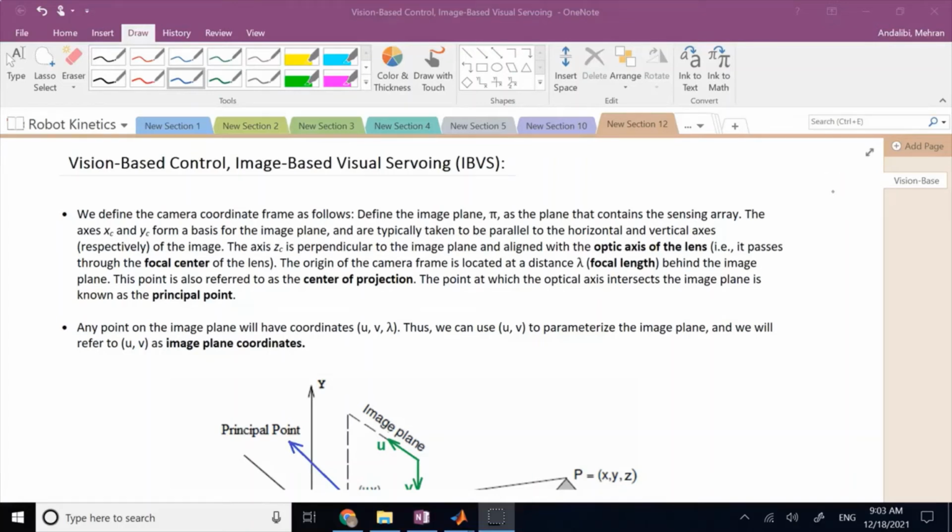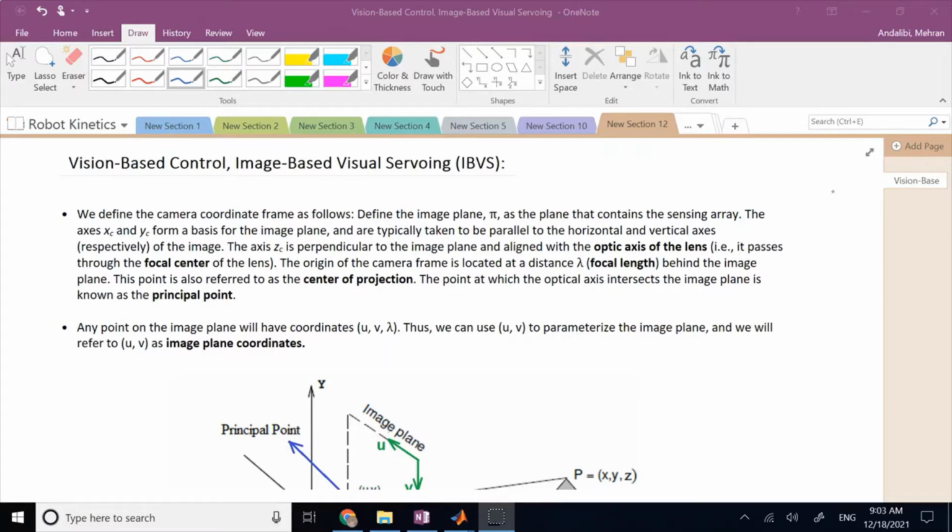Hello everyone. In this video, we are going to talk about control of robotic manipulators using computer vision. We can call it vision-based control, or another name that shows up in many literature books and papers is image-based visual servoing, or IBVS.